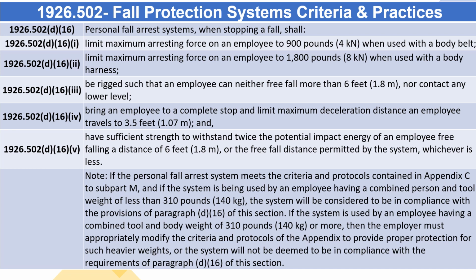Note: If the personal fall arrest system meets the criteria and protocols contained in Appendix C to Subpart M, and if the system is being used by an employee having a combined person and tool weight of less than 310 pounds, 140 kilograms, the system will be considered to be in compliance with the provisions of paragraph (d)(16) of this section. If the system is used by an employee having a combined tool and body weight of 310 pounds, 140 kilograms, or more, then the employer must appropriately modify the criteria and protocols of the appendix to provide proper protection for such heavier weights, or the system will not be deemed to be in compliance with the requirements of paragraph (d)(16) of this section.